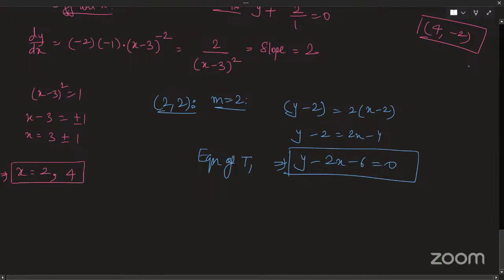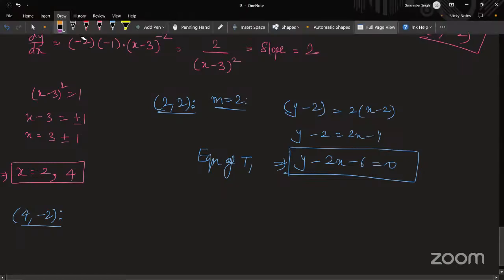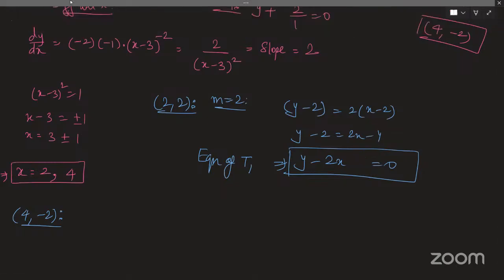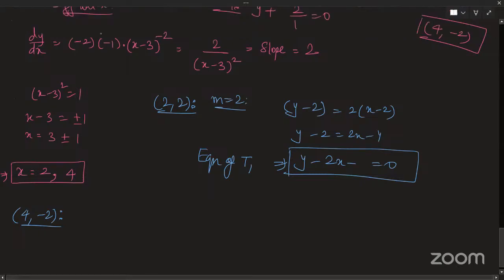Yes, sir. And the other point is, sir, 4 comma plus 2, minus 2. Yeah, sir. Oh, okay. Just a minute. Y minus 2x plus... equal to... Got it. Calculation. Okay. Y minus 2x plus 2 is 0, right?